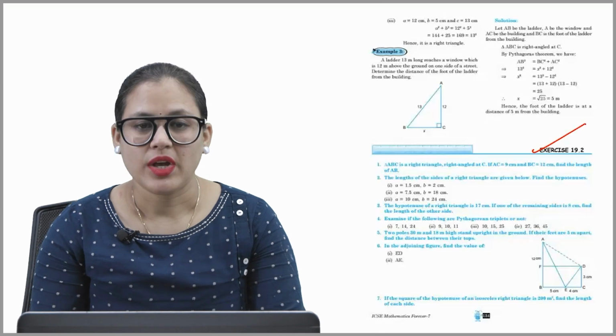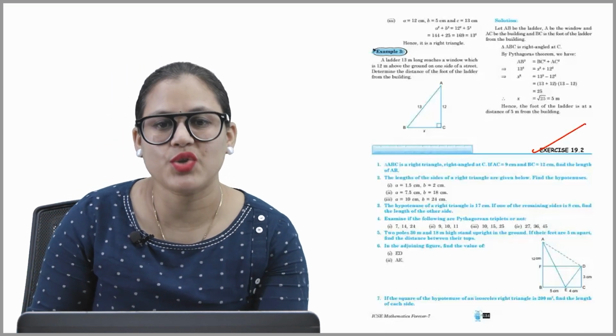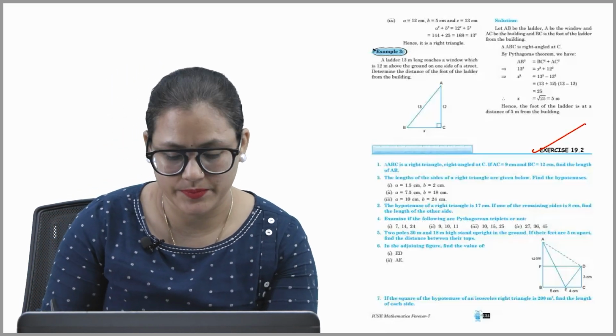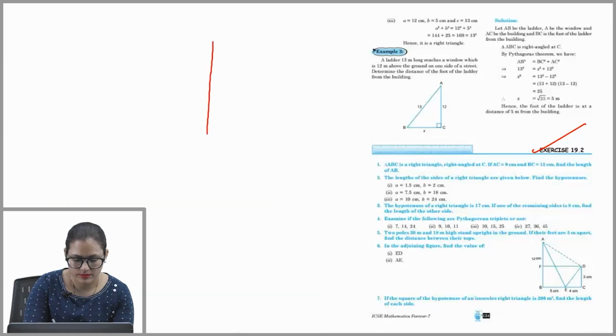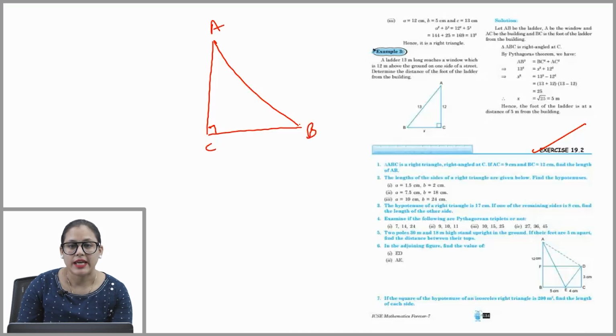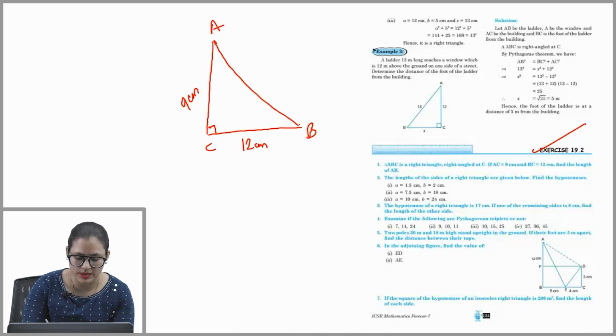Exercise 19.2. Triangle ABC is a right triangle, right angled at C. AC is equal to 9 centimeters, BC is equal to 12 centimeters. Find the length of AB, that is this side.